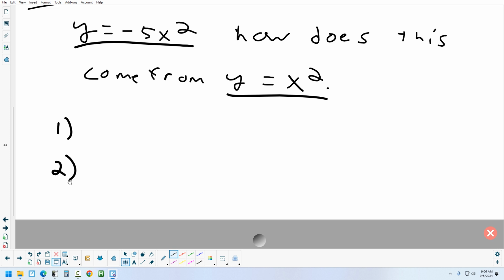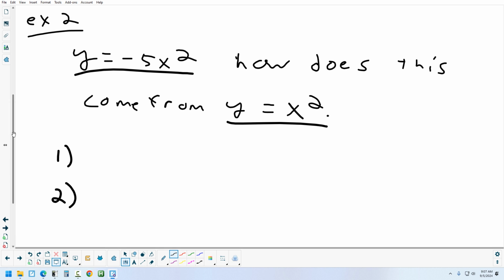When you describe transformations, you do have to describe them in a certain order. If you don't, it's like doing PEMDAS in the wrong order. You'll get a different answer. So we're going to learn what that order is a little bit more today, and then we'll study it a lot more throughout the year. But let's start with the 5. So we'll start close to the x, and we'll work our way out.